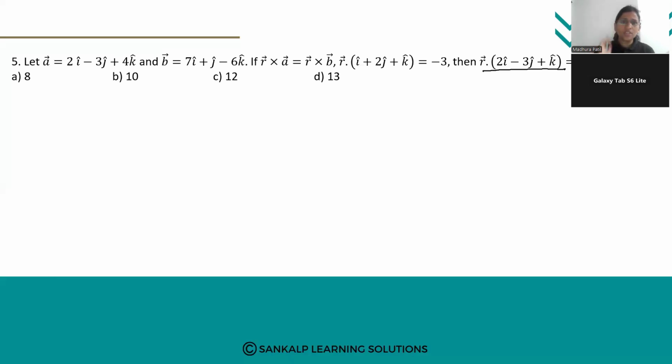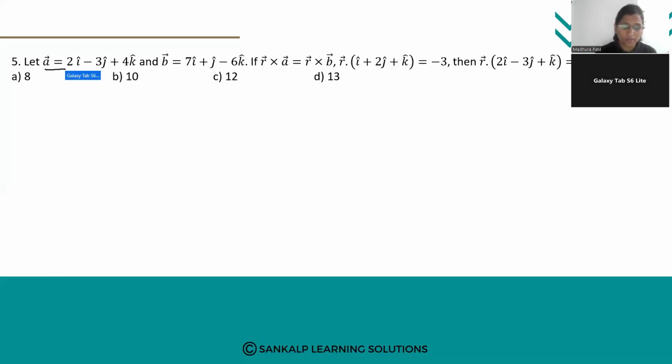Correct? So they are saying R is one vector. When you multiply that vector with this vector, the dot product gives you minus 3. Similarly, if I multiply that R vector with this vector, what should be the dot product? Now we know how to find the dot product. We have to multiply the scalar components component wise. Fine. But in order to find that, I need to know what is vector R.